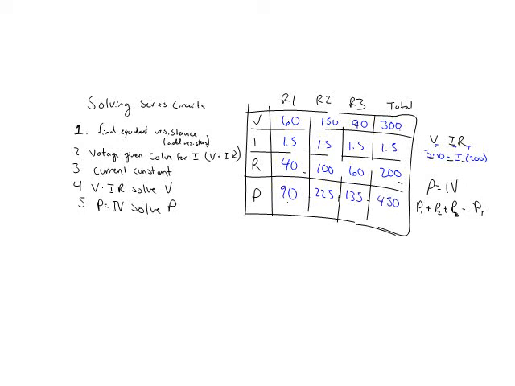I guess we should add that down here. Double check. P1 plus P2 plus P3 should equal P total. 90 plus 225 plus 135, does it equal 450? Yeah, it does. So we're good. We've completely solved that entire circuit.